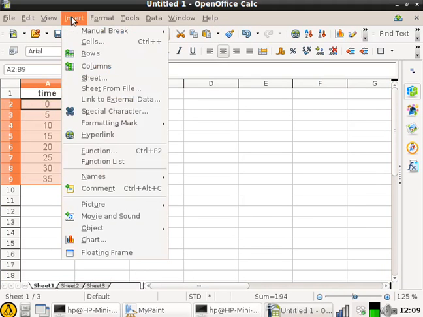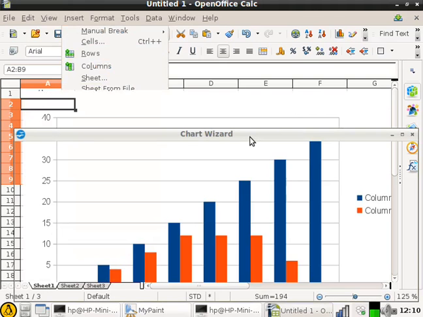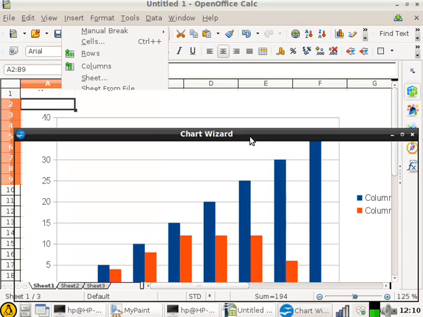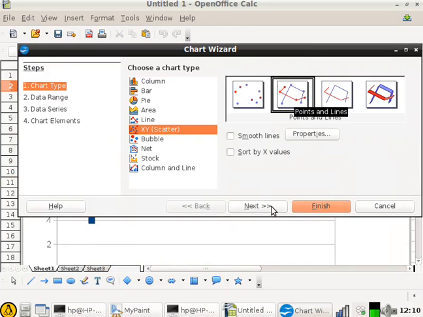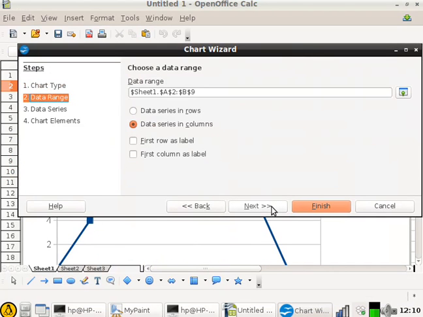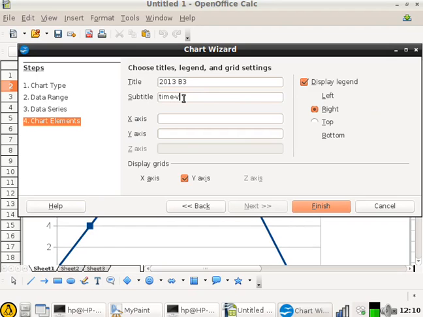Right, graph time. Insert chart. Scatter. Right, the title is, I'll give it just a year, 2013, and this is a time velocity graph. I don't want the legend.